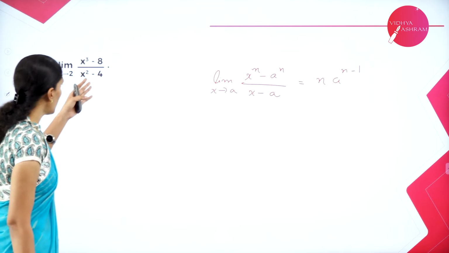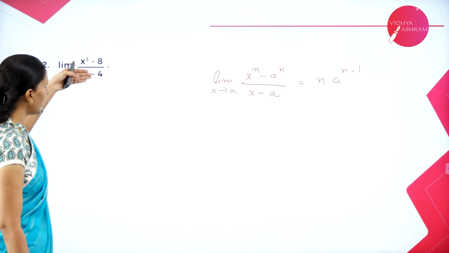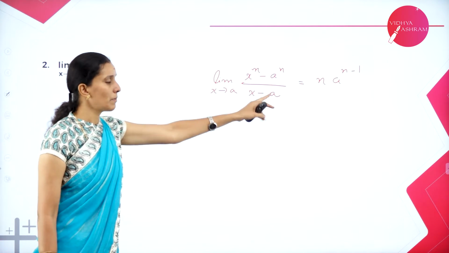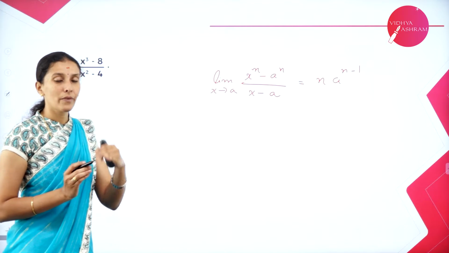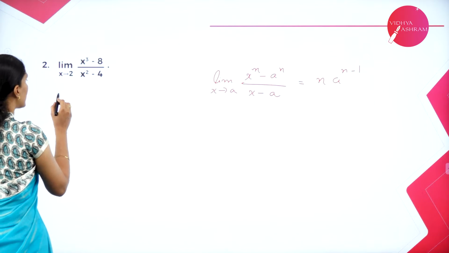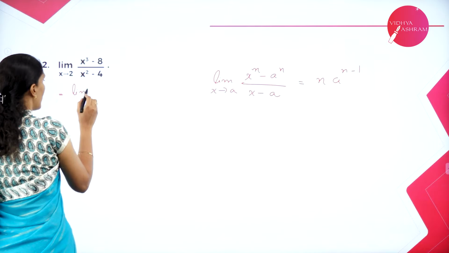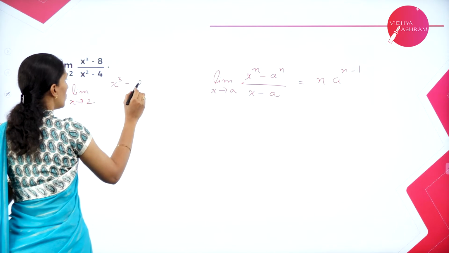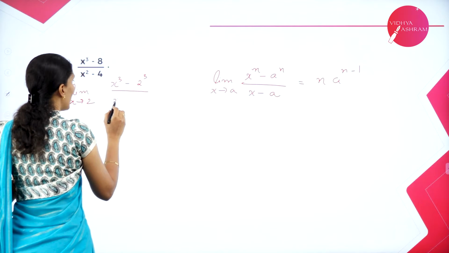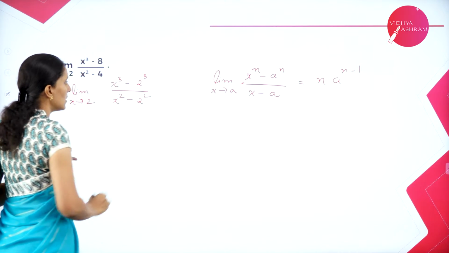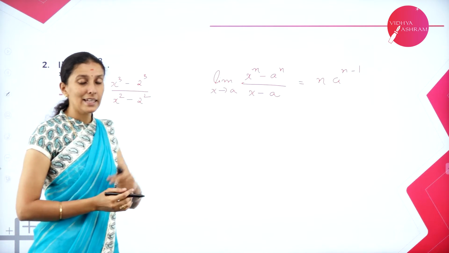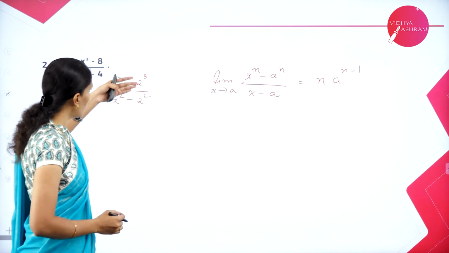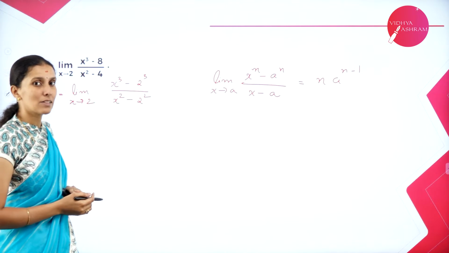So here what I'll do is I'll divide both numerator and denominator by x minus a. Before that, let us find what is a. So this can be written as limit x tends to 2, x cube minus 2 cube divided by x square minus 2 square. So clearly my value of a is 2. So divide both numerator and denominator by x minus a.